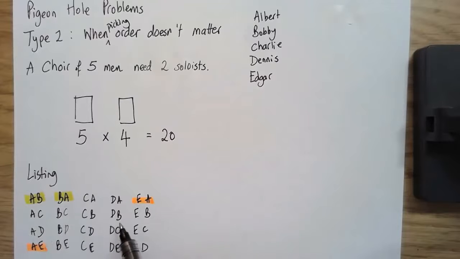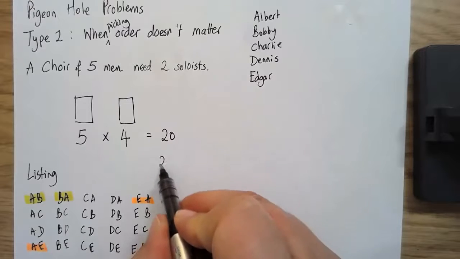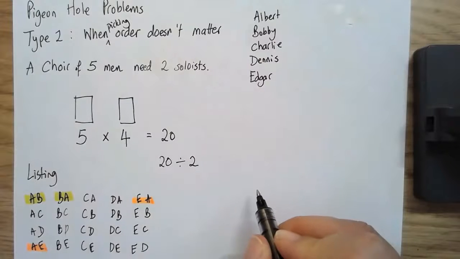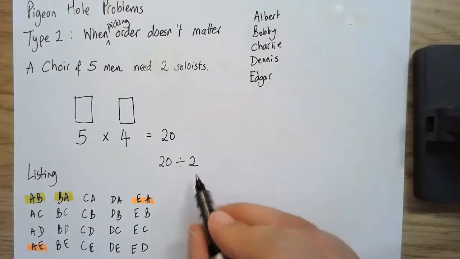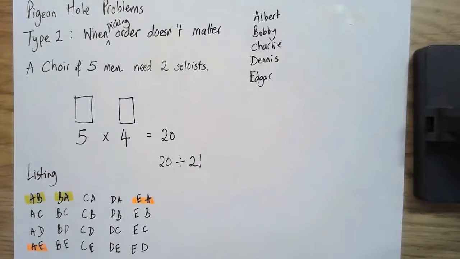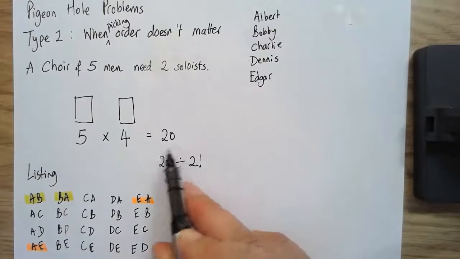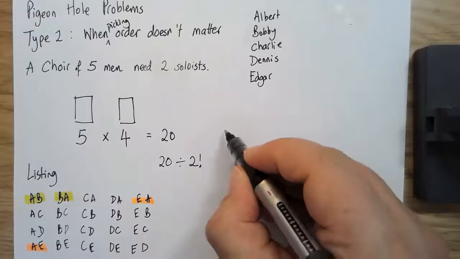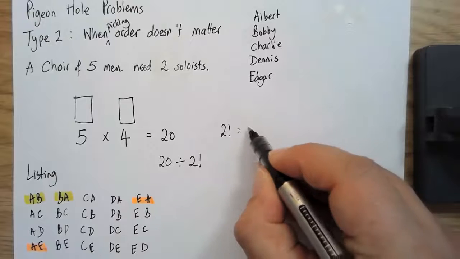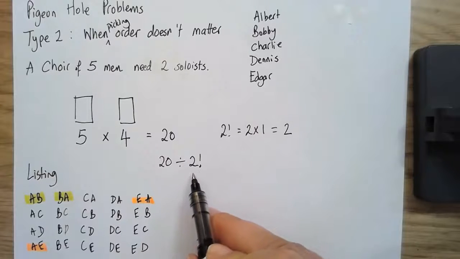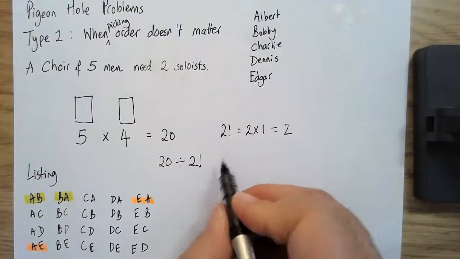And what that means is that we have to take this 20 and we have to divide it by 2. Interestingly, this is actually a factorial 2. And we'll come to this when I explain a Mathcounts competition question. 2 factorial is the same as 2 multiplied by 1, which is the same as 2. So you could put factorial here or not put factorial. It is actually the same thing.